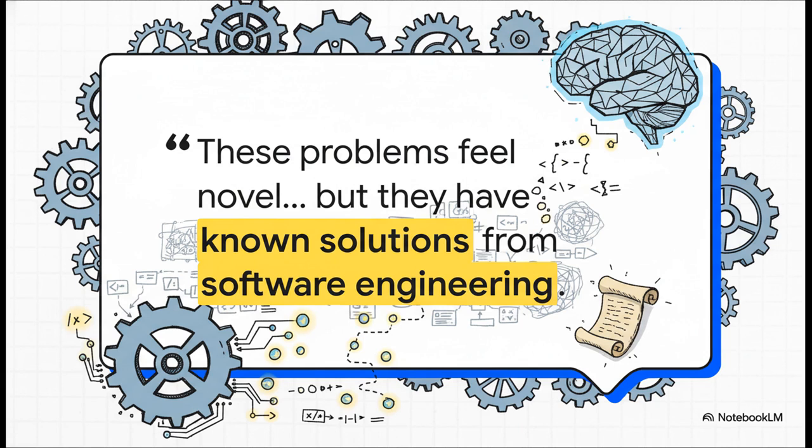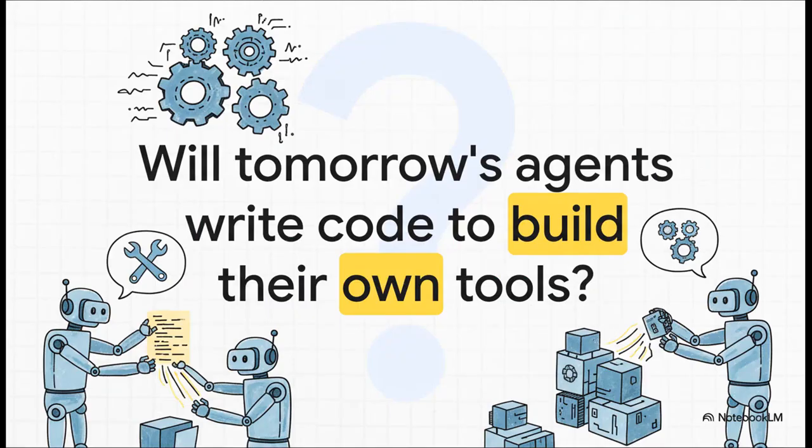While all these AI problems like managing context and state feel brand new and cutting edge, the solutions are actually rooted in decades of classic, proven software engineering. We're solving the problems of the future with the wisdom of the past. Which leaves us with one last, pretty mind-bending question to chew on. We've just seen how agents can go from just using tools to actually programming them. So, what's the next logical step in that evolution? If today's agents can write code to use tools, will tomorrow's agents write the code to build their own?